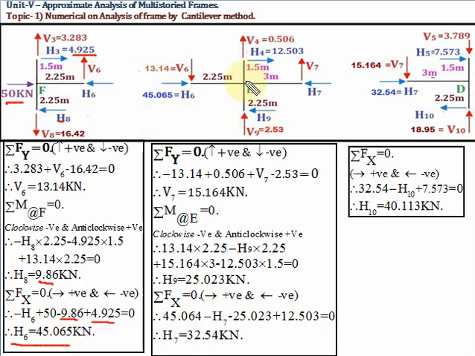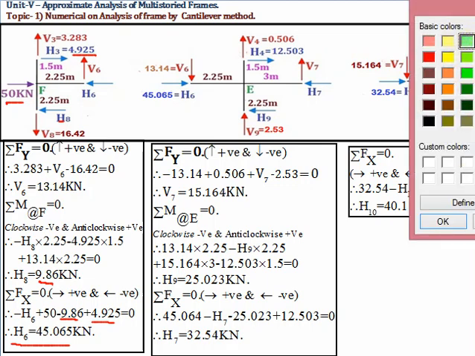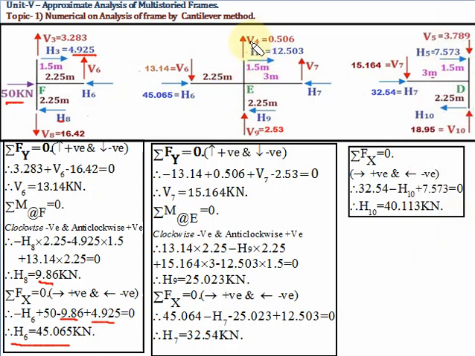If you simplify this, we'll get the value of H6, that is 45.06. Now consider the free body diagram of joint E. Here, which forces are known to us? We know V4, we know H4. Just now we have found out the value of V6, H6 and V9 are known to us. What are the forces that we have to find out? We have to find out V7, H7 and H9.